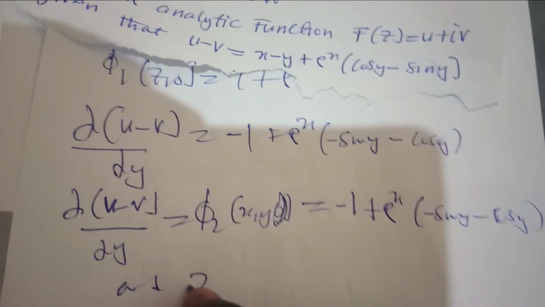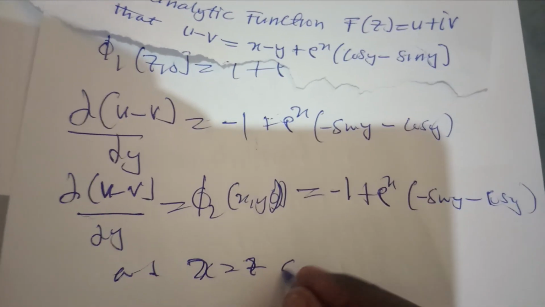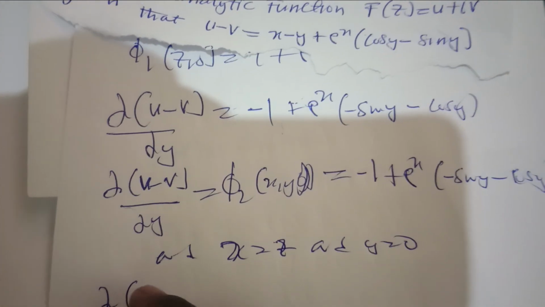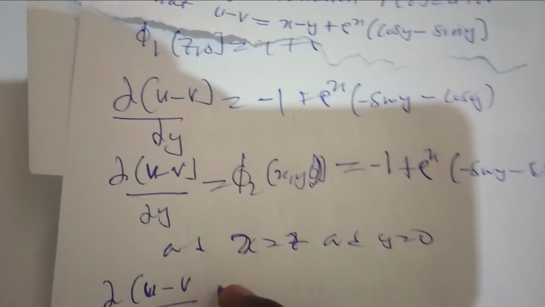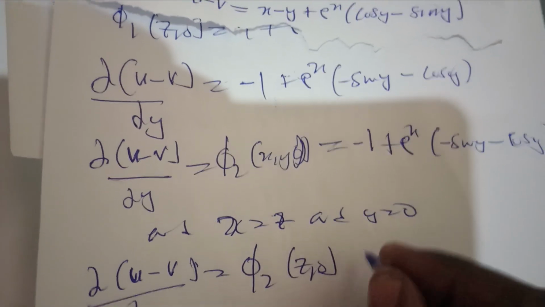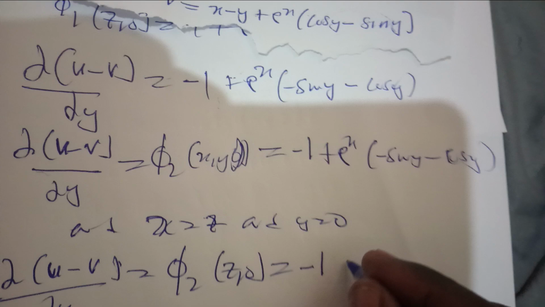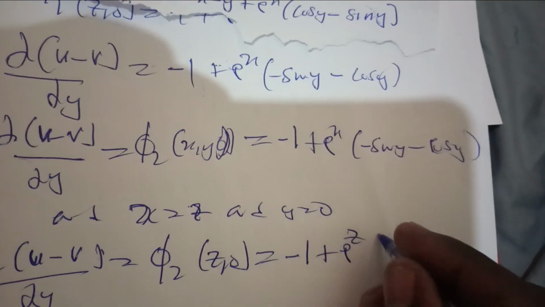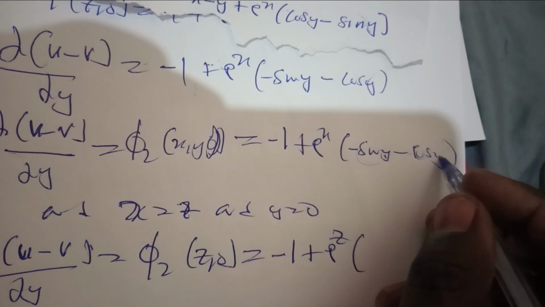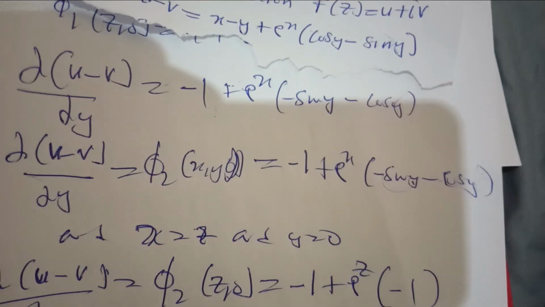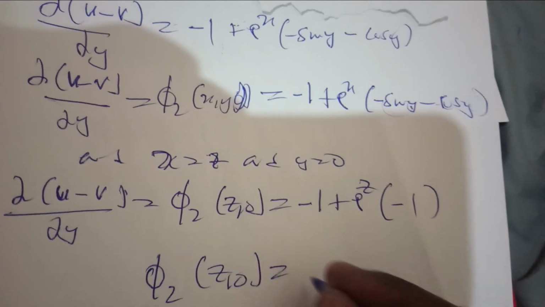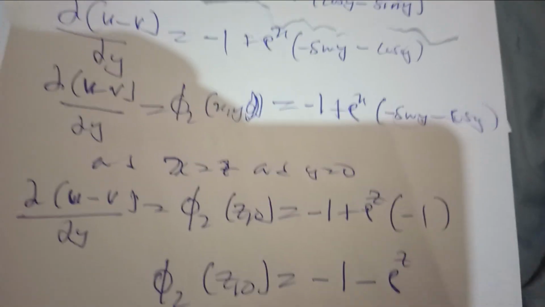And our x is equal to z and our y is equal to 0. So we have the partial derivative of u with respect to y at (z, 0), which is equal to negative 1 plus e to power z. So when we replace 0 here, it will be automatically 0. When we replace 0 here, it will be automatically negative 1. So we have phi 2 of (z, 0) is equal to negative 1 minus e to power z.